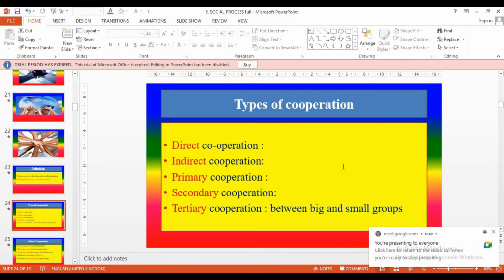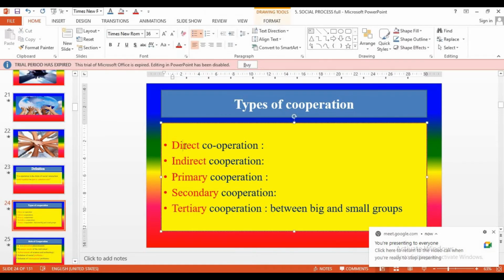Then types of cooperation. Direct cooperation we can see at the family level, face-to-face interaction. At the college level, in a particular class, every student directly cooperates with each other and with faculty. Indirect cooperation is at the secondary group level, mainly informal and formal cooperation. They interact indirectly with each other, which happens in the government as well as mainly in secondary groups.